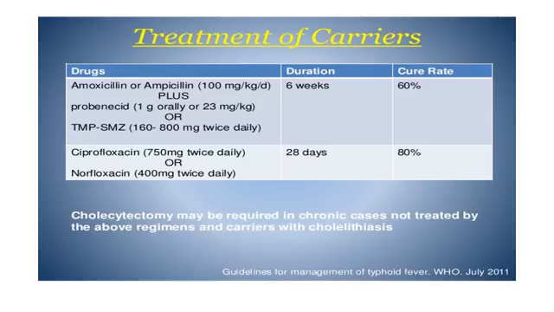Treatment of the carrier is not important for the pediatric population, but you should know what drugs are available to treat the carrier stage, and it is usually applied in the adult population. Amoxicillin or ampicillin, or trimethoprim-sulfamethoxazole, or ciprofloxacin or norfloxacin. Cholecystectomy may be required in chronic cases not treated by the above regime, and carriers with cholelithiasis.